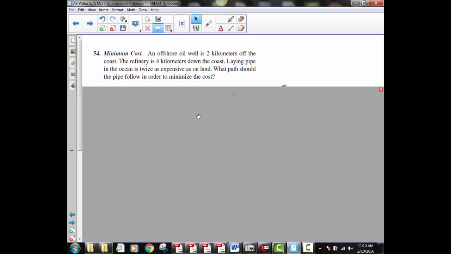This is the last and most difficult of the application problems, optimization problems. An offshore oil well is 2 kilometers off the coast. The refinery is 4 kilometers down the coast. Laying pipe in the ocean is twice as expensive as on land. What path should the pipe follow in order to minimize the cost? You too might be an engineer one day working for the oil companies and having to figure this out.